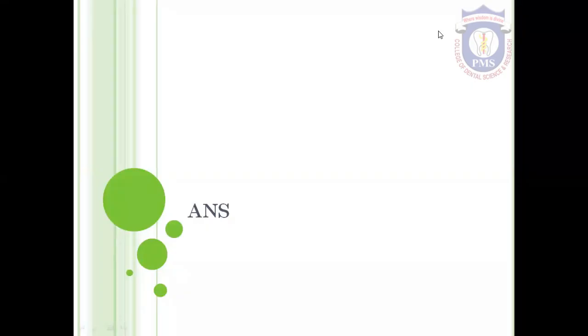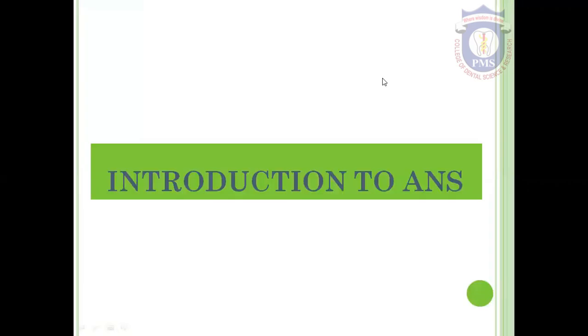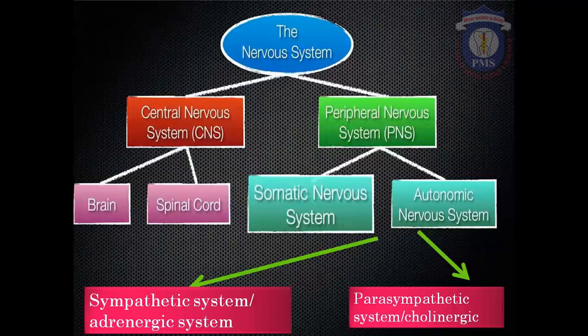Students, today we are going to discuss the autonomic nervous system. First of all, there is an introduction to ANS. We know that our nervous system is divided into central nervous system and peripheral nervous system. Our brain and spinal cord constitute the central nervous system, and the peripheral nervous system consists of the somatic nervous system and the autonomic nervous system. The autonomic nervous system consists of the sympathetic system and parasympathetic system.